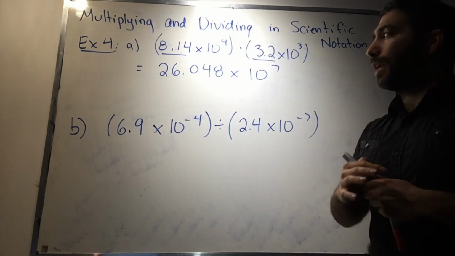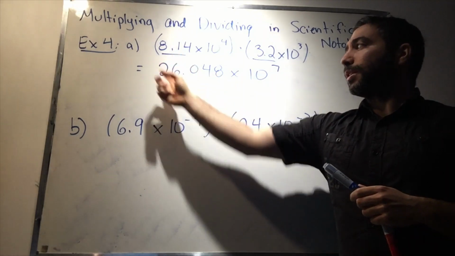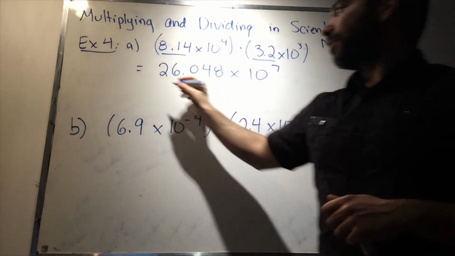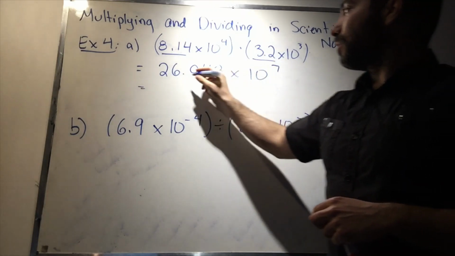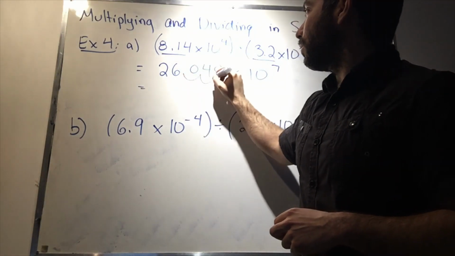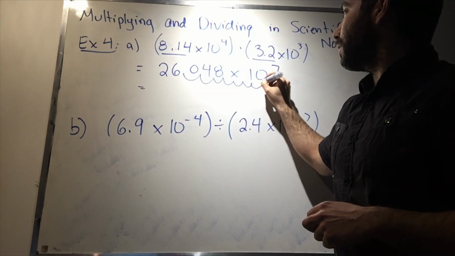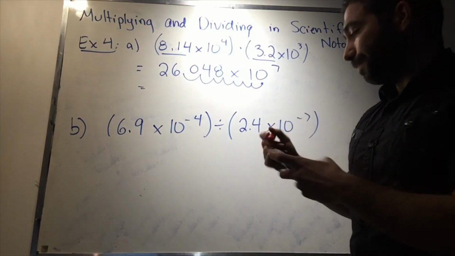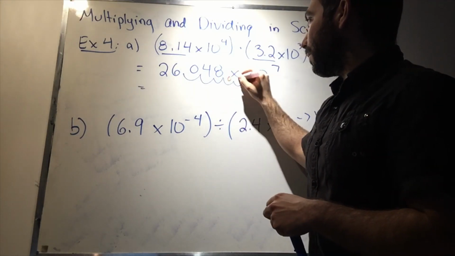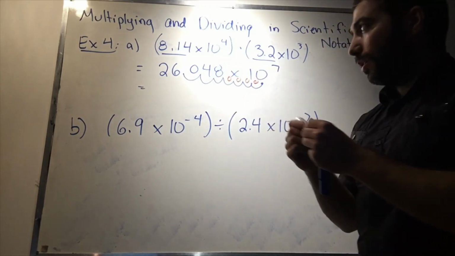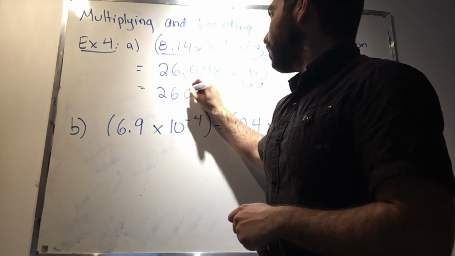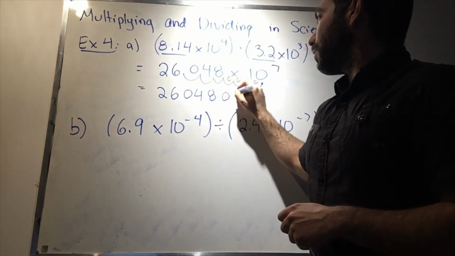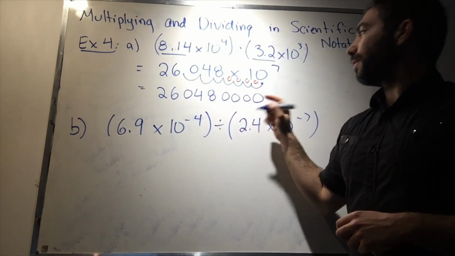Okay. So once again, we can't stop here. This value here is not in scientific notation. So let's convert this to a number. This means that we have to move the decimal to the right 7 times. So we get 1, 2, 3, 4, 5, 6, 7. Make sure you don't make mistakes counting. So we get this very big number, 26.048, and 4 zeros at the end.